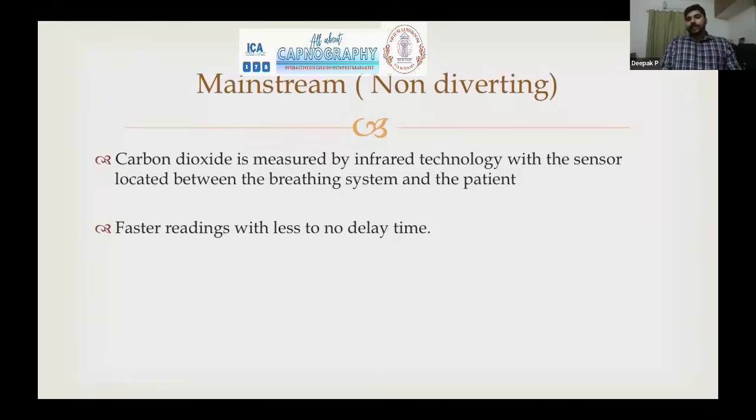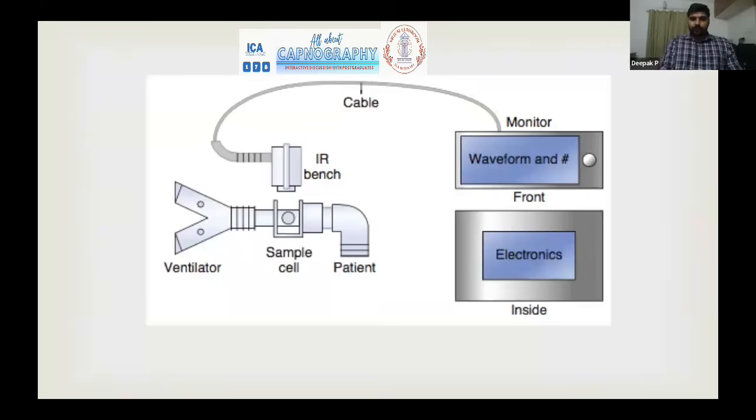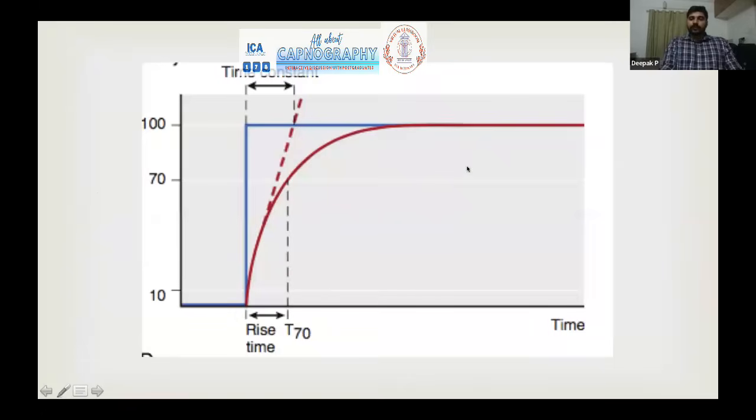Next is the mainstream type of monitoring, or non-diverting type. Here, the carbon dioxide is measured by infrared technology and the sensor is placed within the circuit. Here it is, also a picture from Miller. This is the Y-piece and this is the patient end, and the whole sensor unit is present within the circuit itself. From here, a cable takes the data and the waveform is displayed on a faraway monitor. The biggest advantage here is that because the sensor is within the circuit itself, there is no delay time.